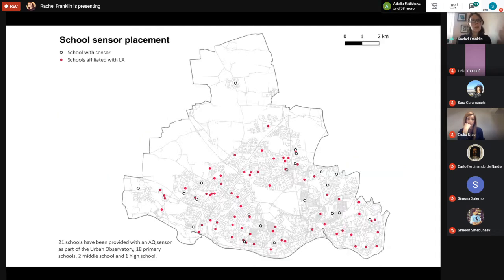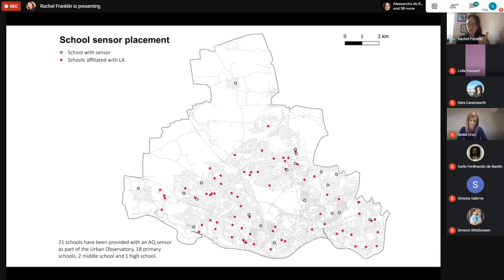All right, and so here, the hollow circles are schools with a sensor. According to this new program, the red circles would be all of the schools in the local authority. So most schools don't have a sensor. And again, sensors are expensive. On the other hand, there's a very nice argument for putting sensors at schools.